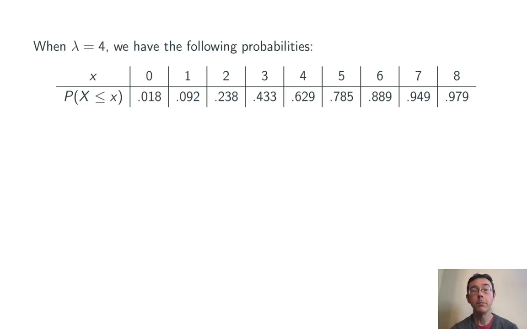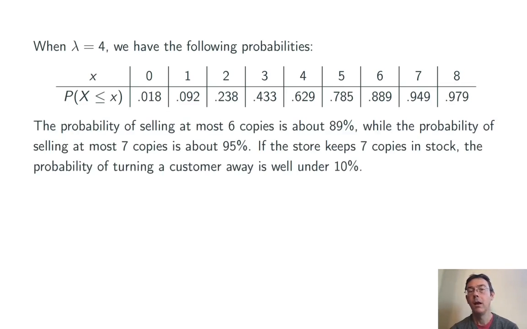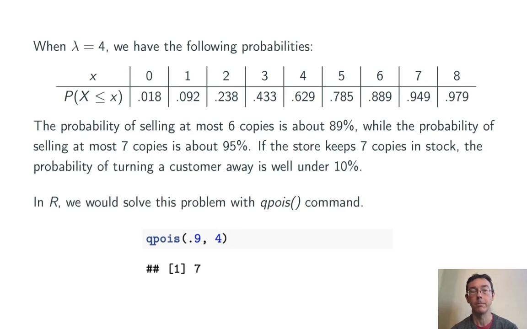Doing a little bit of number crunching, we get these values: 1.8%, 9.2%, 23.8%, and so on. The probability of selling at most 6 copies is about 89%, so just under 90%, while the probability of selling at most 7 copies is about 95%. So if the store keeps 7 copies in stock, the probability of turning a customer away is well under that threshold value that we set of 10%.